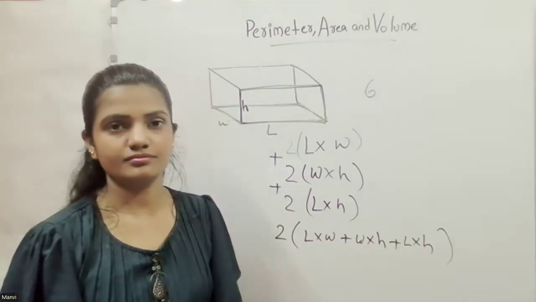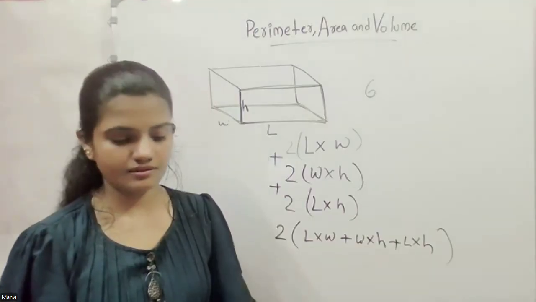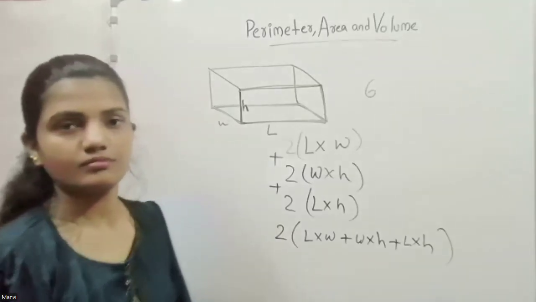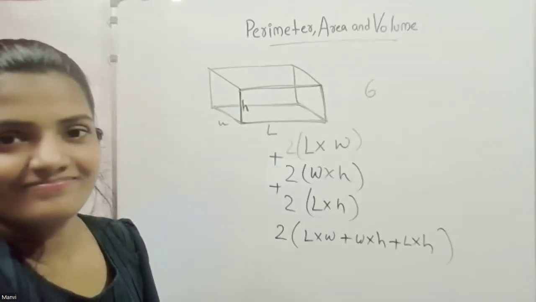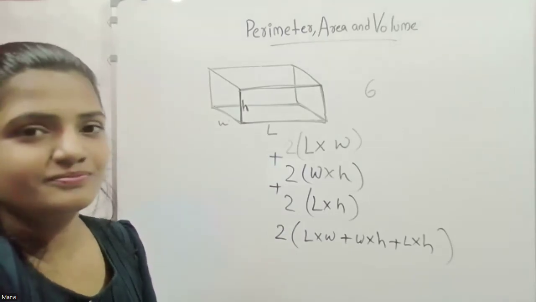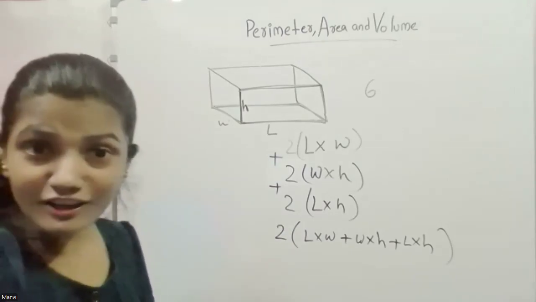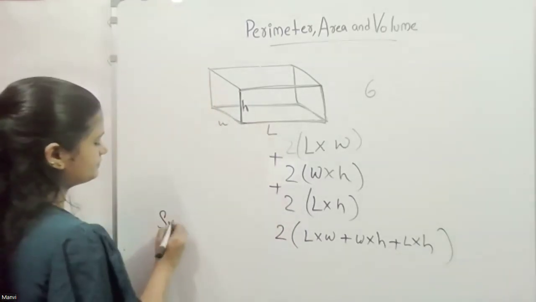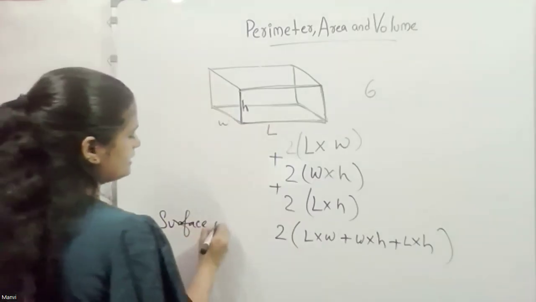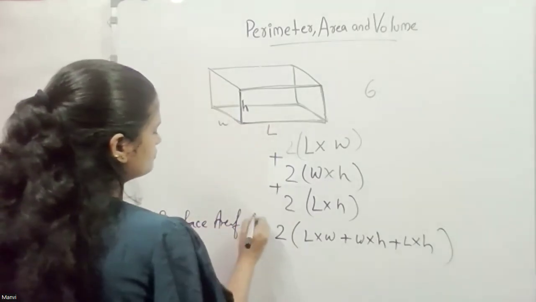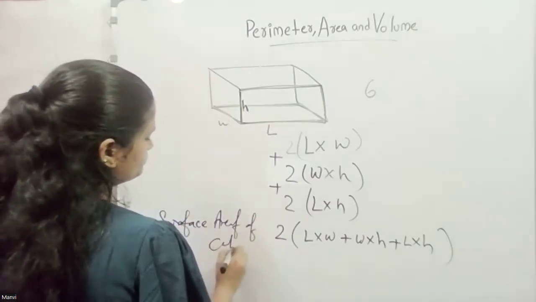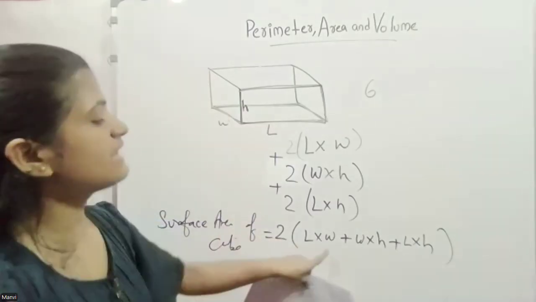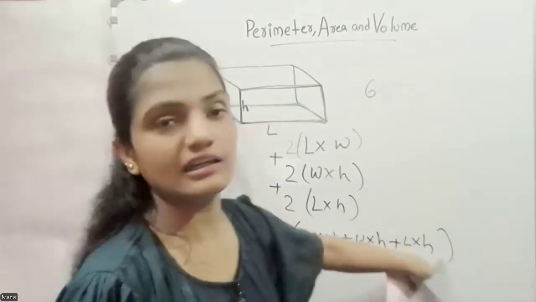Wait, can I tell you about volume? Volume is equal to length times width times height. That is the volume. Okay, that's good. Then I think you are saying about the total surface area. The surface area of a cuboid is this: 2 times length width, width height, height length.